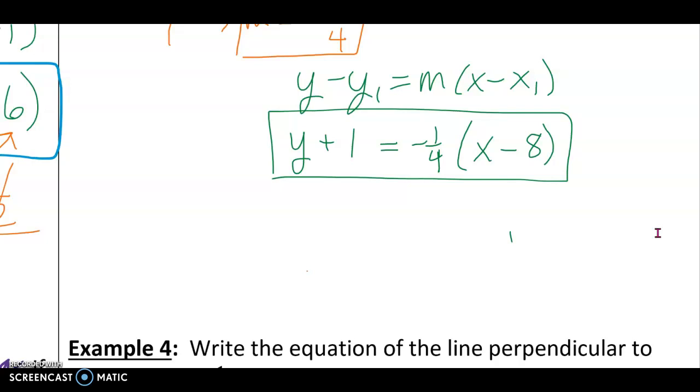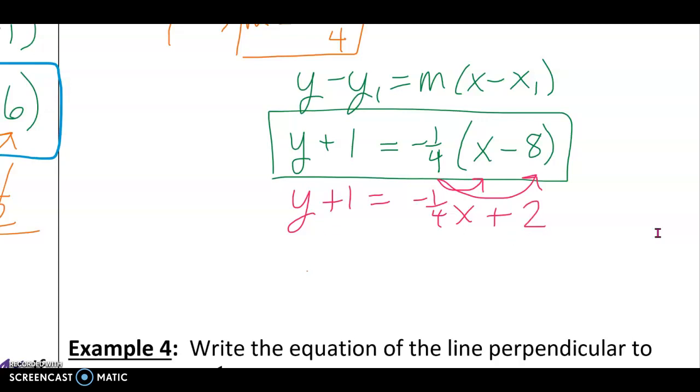Okay guys, let's give it a try. So remember, the first thing we're going to do is the left side will stay the same, but the right side you need to distribute to get rid of the parentheses. So negative 1/4 times x is negative 1/4 x, and negative 1/4 times negative 8. First of all, a negative times a negative is a positive, and 1/4 of 8 is 2.